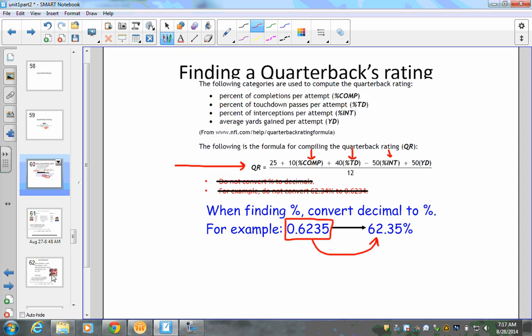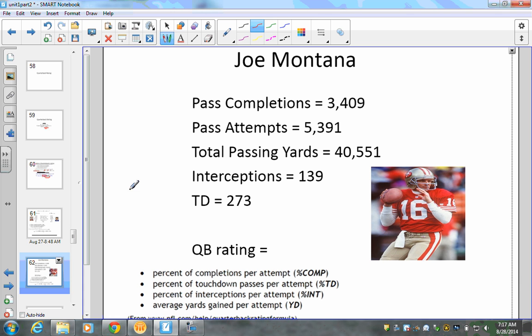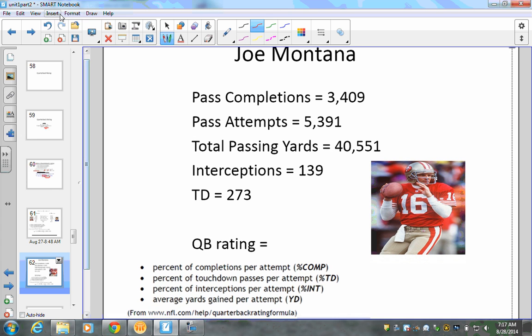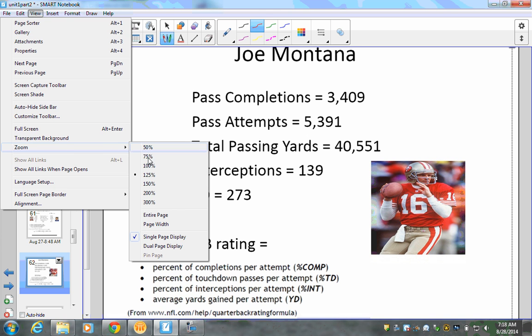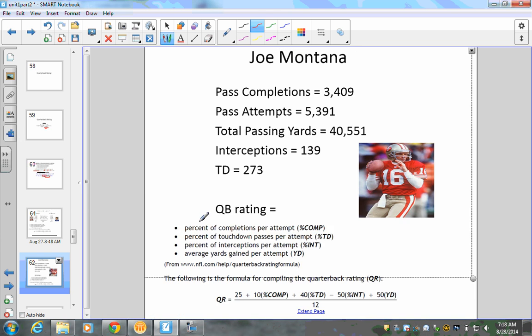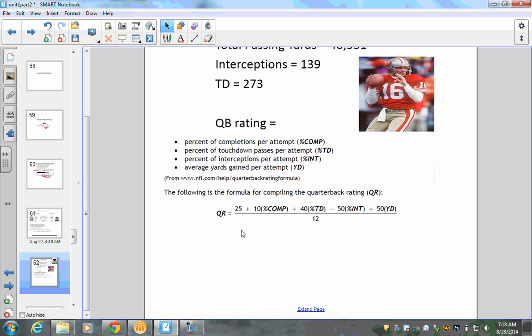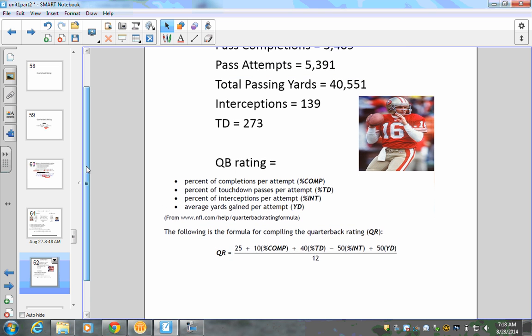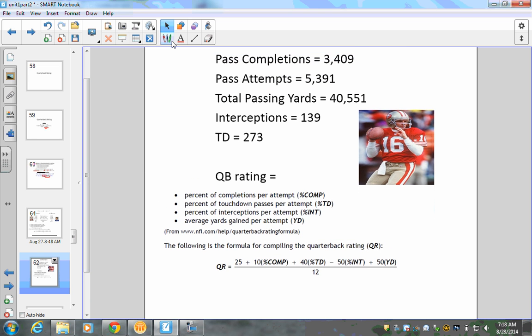All right, our first example is Joe Montana. Here we have his career stats, pass completions, pass attempts, and so on and so forth. I'm going to have to zoom out just so we can see everything here. Here's our formula, here's our pass completions, here's all of his stats. Now, let's start writing out our formula.